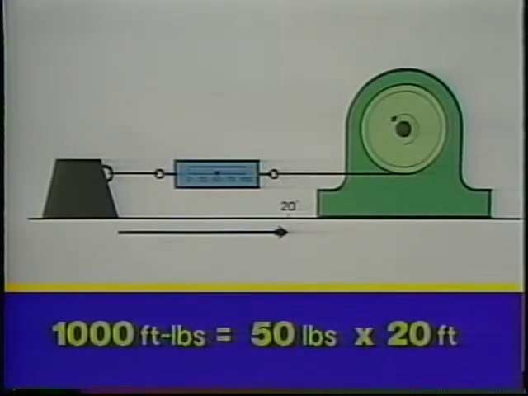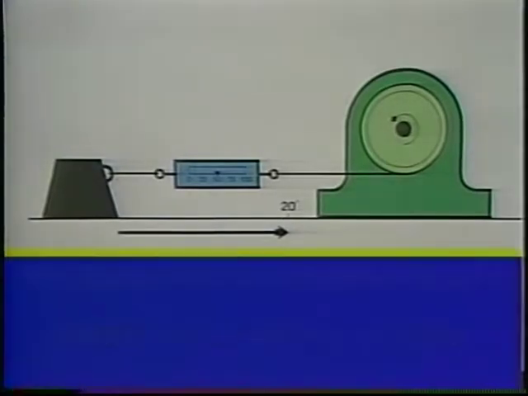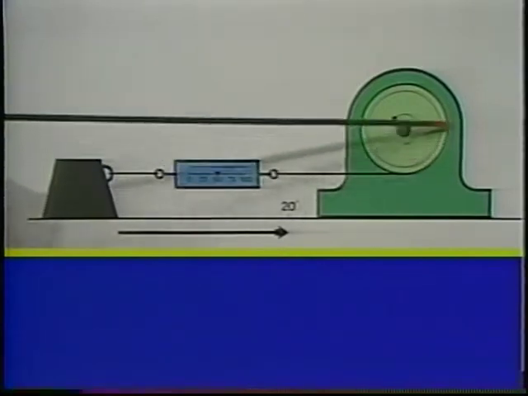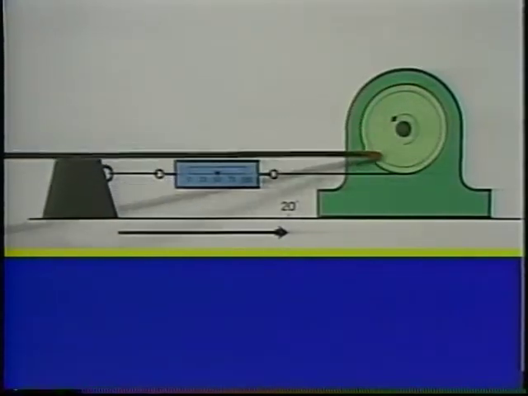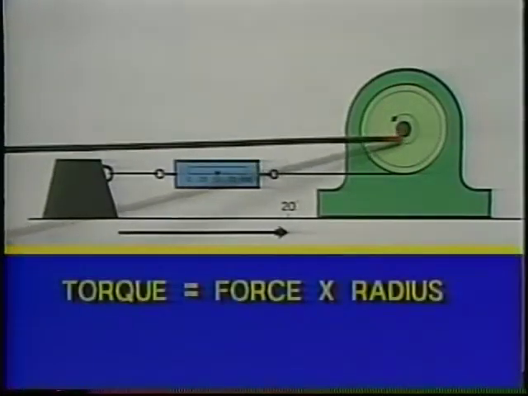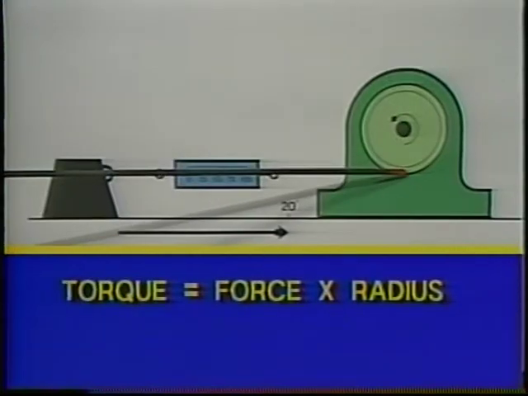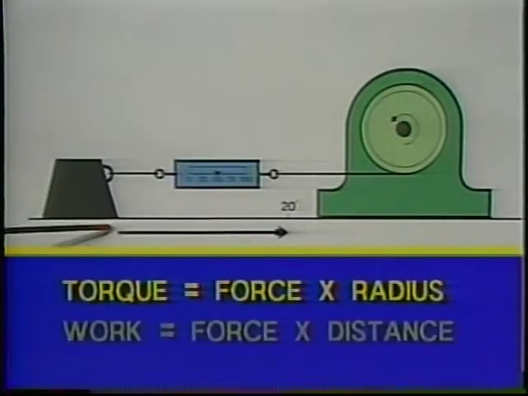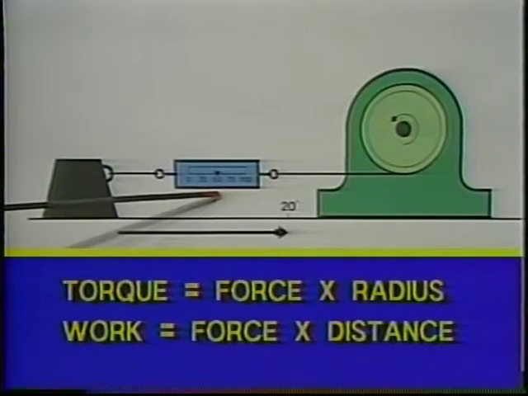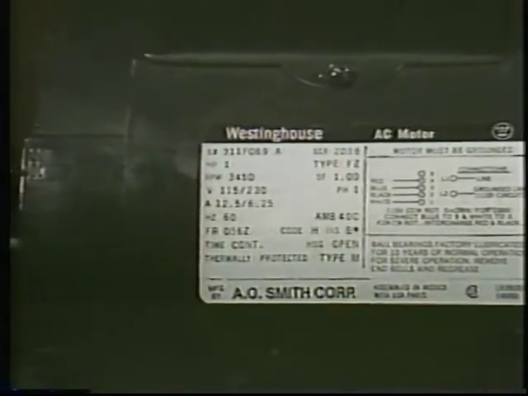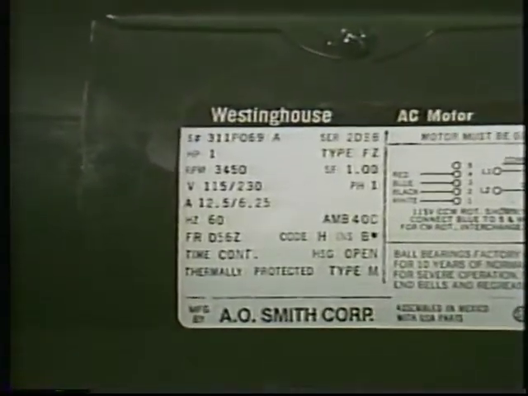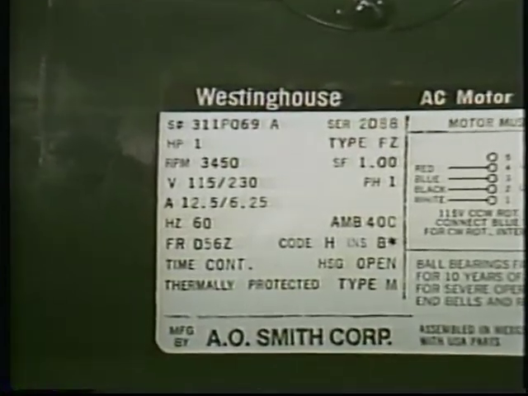Be careful not to confuse torque and work. Torque is a turning force, which produces a certain push or pull force at a certain distance from the center of the motor's shaft. Work is the force times the distance an applied force moves something. Now, when you look at a motor nameplate, you will not see anything about the work a motor can do, or the torque it exerts. You will see a horsepower rating, however.